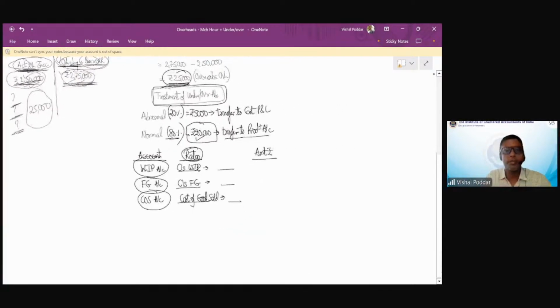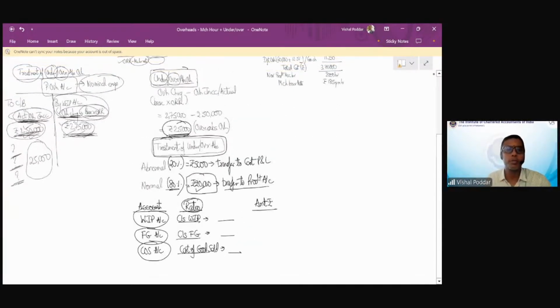So first step is you find out the under or over absorbed amount. It is by this formula, overheads charged minus overheads incurred. Then treatment is you identify the abnormal and the normal portion. This is given in the sum, the proportion. Whatever comes to be the abnormal portion, the answer is simple. We transfer it to P&L account. Whatever comes to be the normal portion, we have to transfer it to product account, and product accounts are in 3 stages. So it will be transferred to all the 3 in some ratio. The ratio is this.